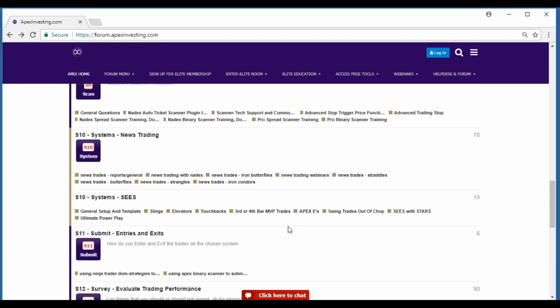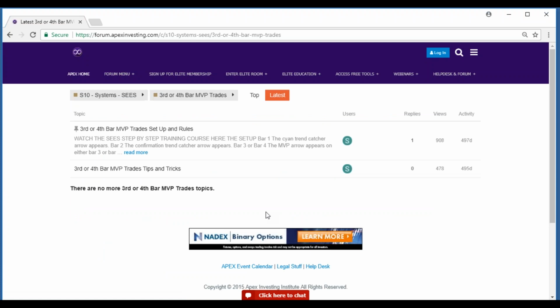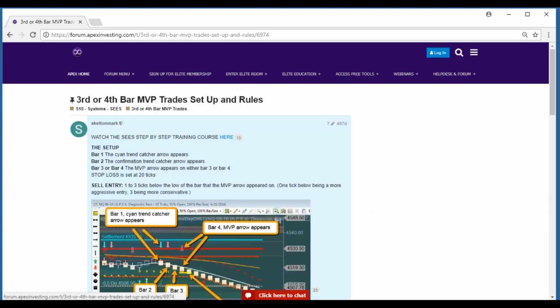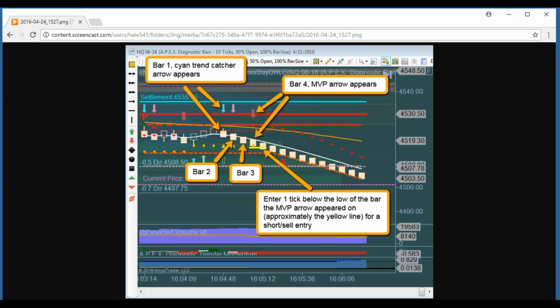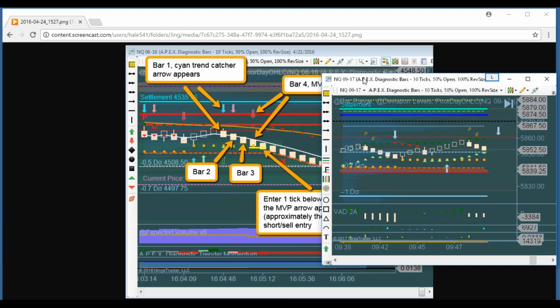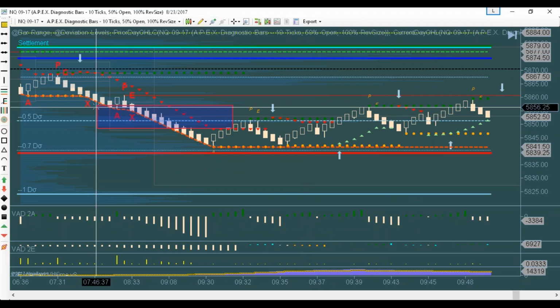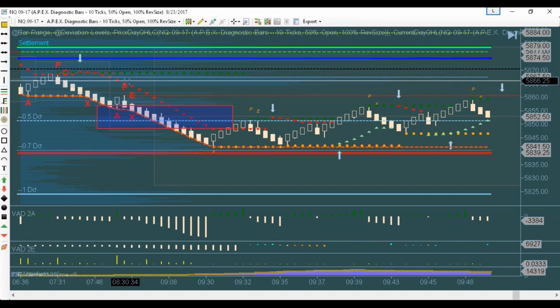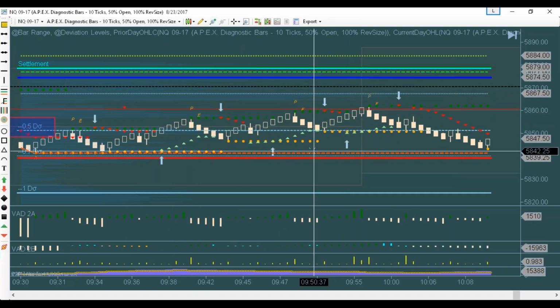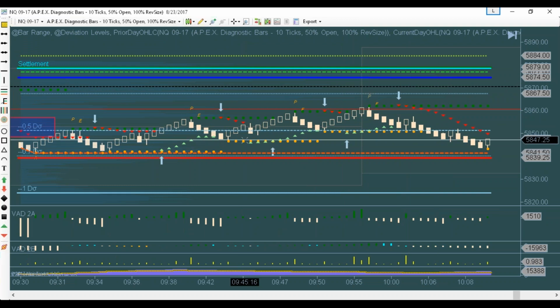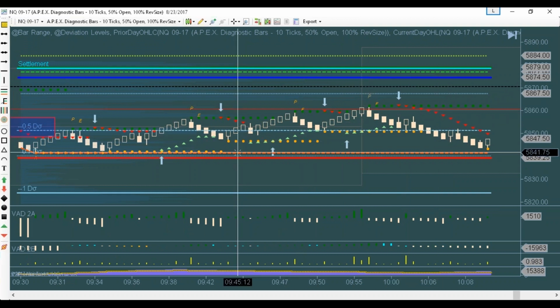You can go through all these, but I just want you to kind of see what they are. 3rd or 4th bar MVP trades. All right. So real quick, what is that? Very simple. What is the MVP? Well, if you look at this chart right here, it's these triangles, right? These red directional triangles, or they're green right here. It's just one of our Apex indicators.